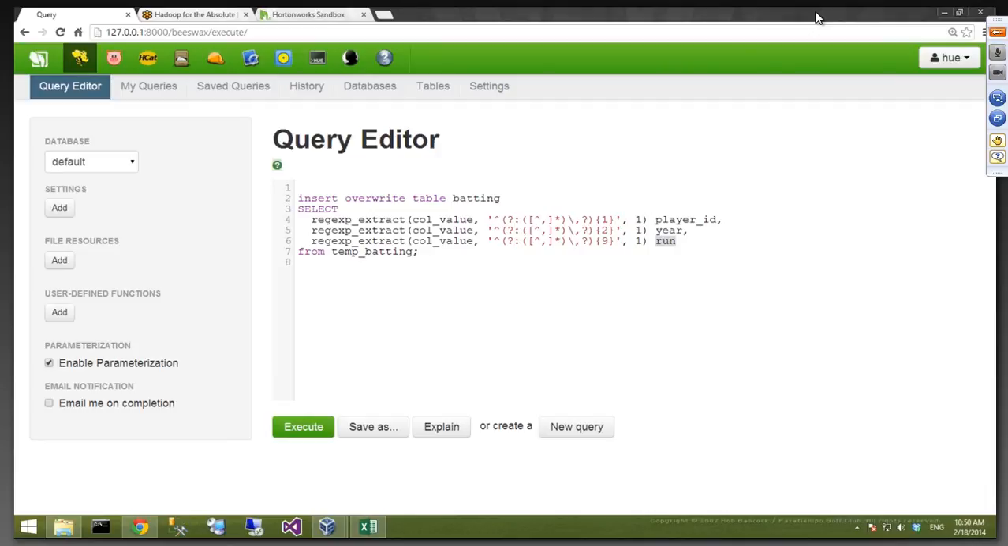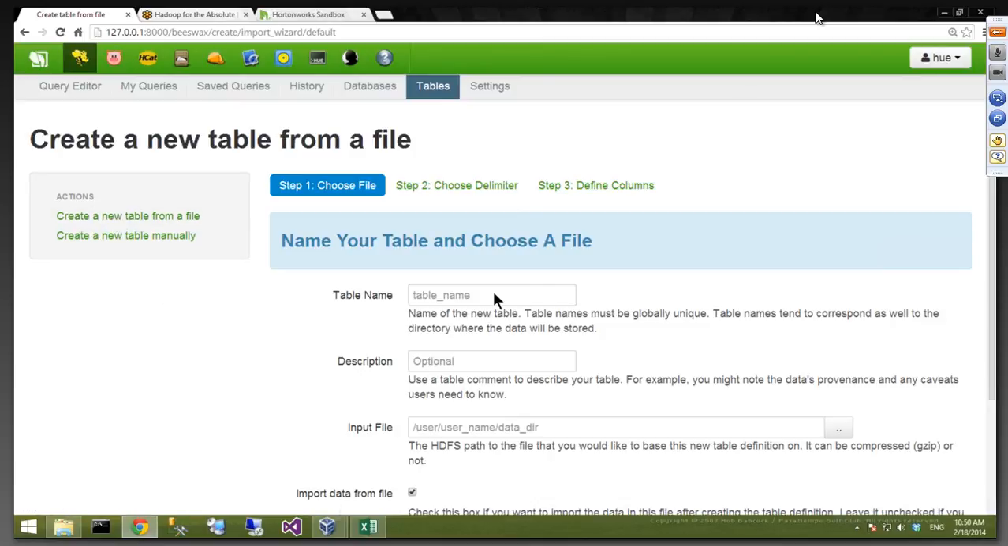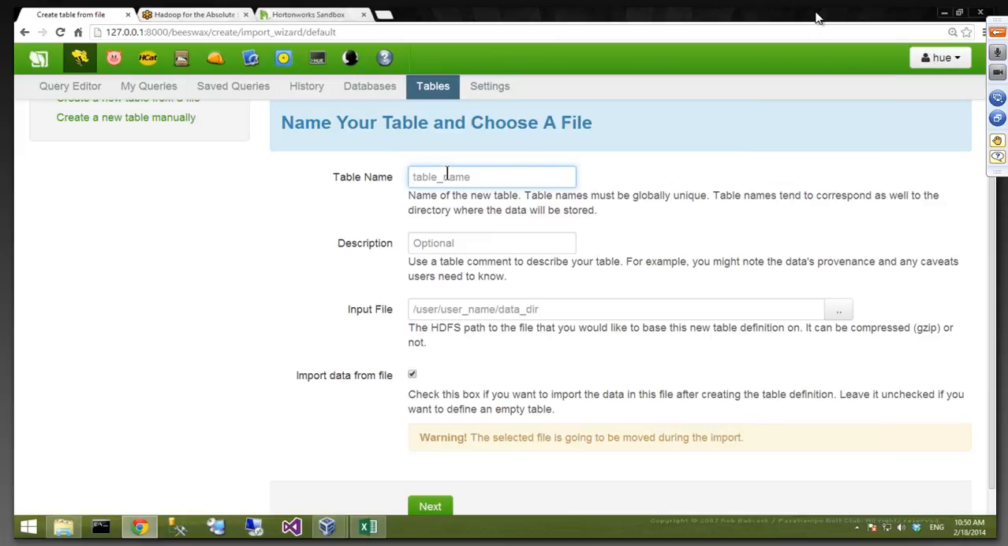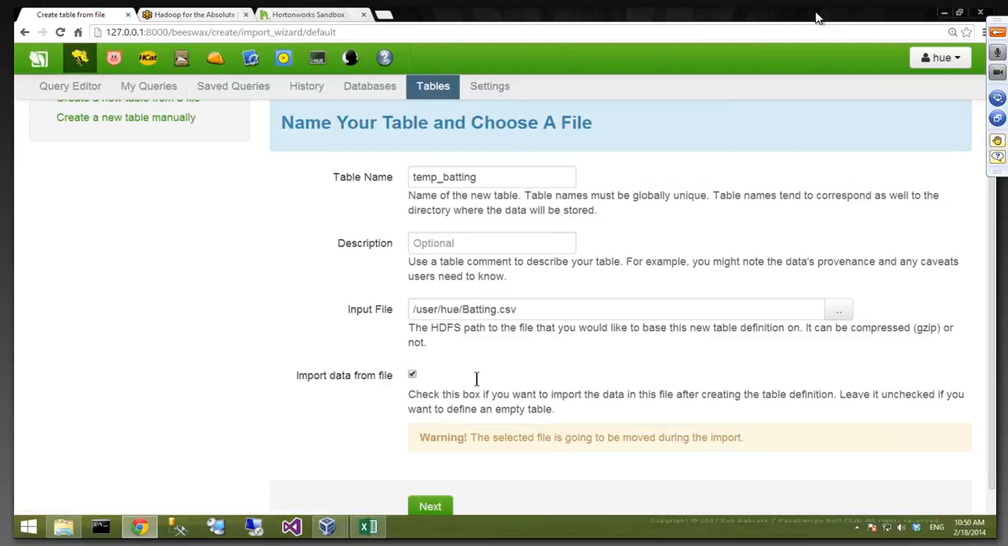Now here's the thing. I don't have temp batting created quite yet. So in order to create temp batting, what I'm going to first do is go into tables, and I'm going to create a new table from a file. And then under table name, I'm going to call it temp batting. And then for the input file name, I'm just going to take that batting CSV.